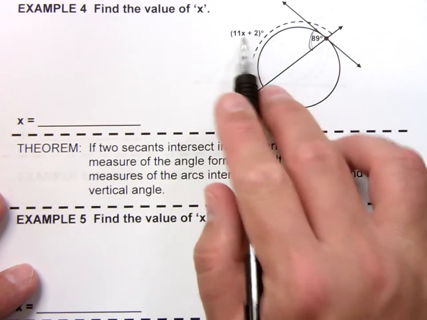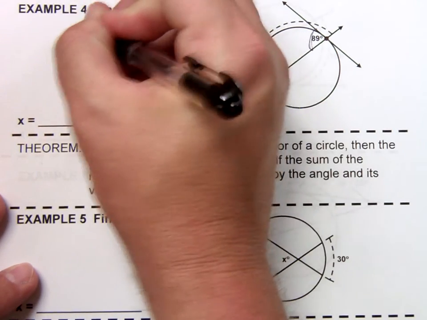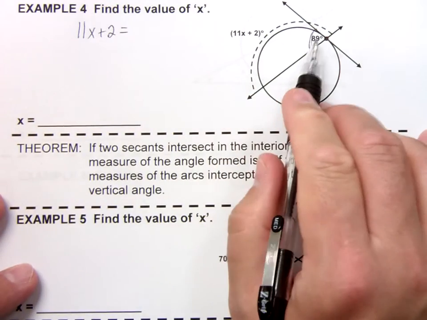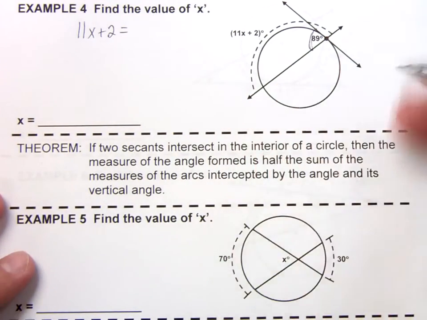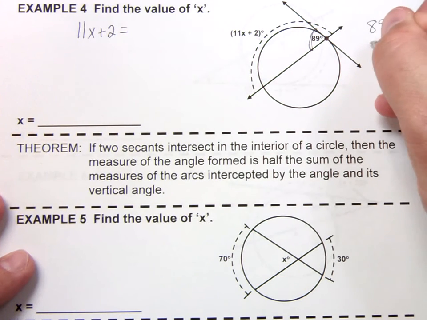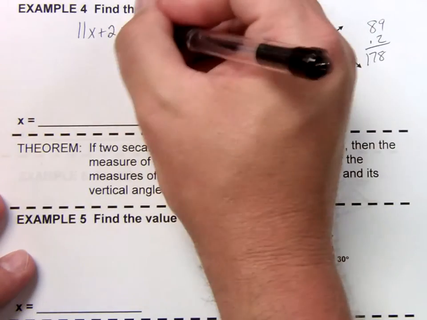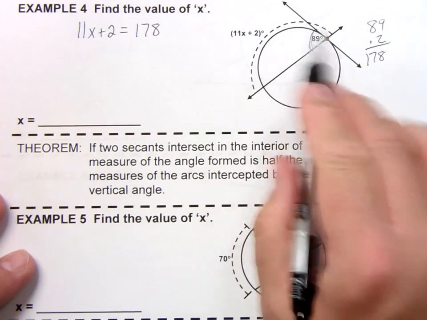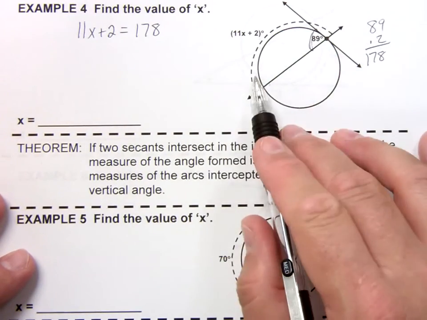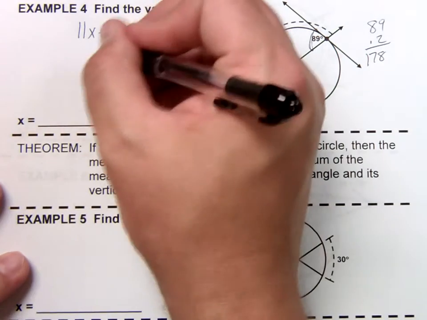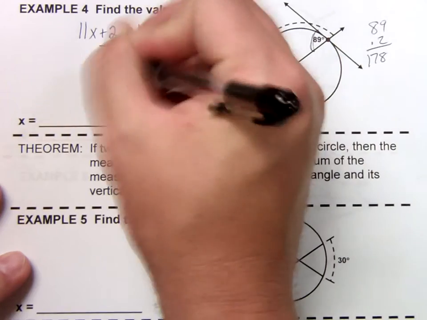Alright, so if this angle is half the intercepted arc, the intercepted arc is twice as big as that angle. So if I want to set up an equation, that 11x plus 2 should be equal to twice as much as that. So I just need to figure out what is 2 times 89. So 2 times 89 is 178. So I know this arc has to be 178 degrees. So I set that expression equal to 178. And then it's just solving an equation from there, just using our algebra skills.